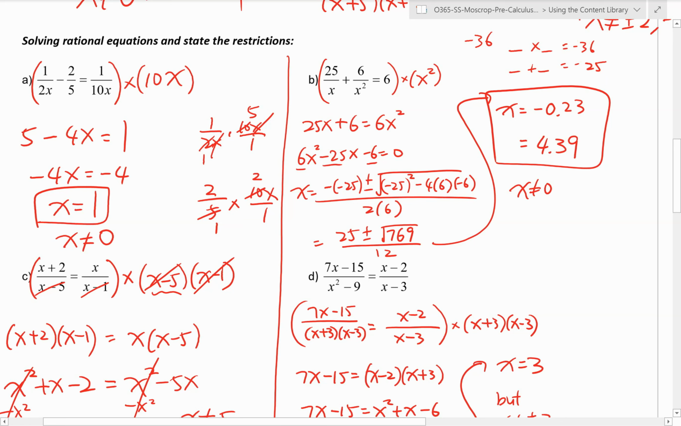And because, again, you check with the restriction, x cannot equal 0. Well, none of these two are equal to 0, so we are fine, okay?